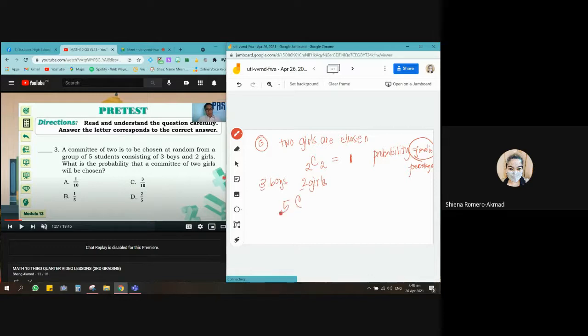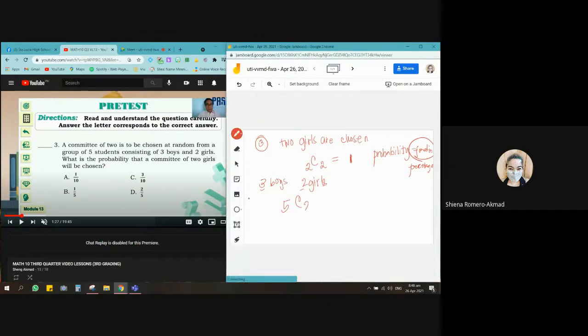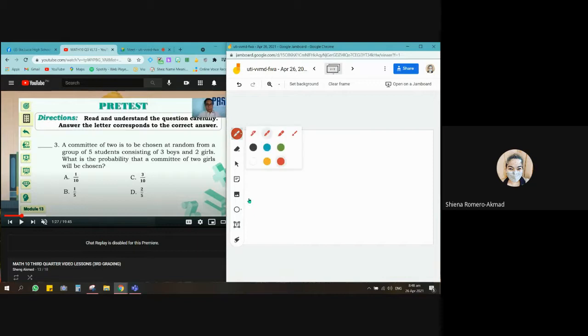So combination of 5 taken how many? We need to choose 2, right? So taken 2 at a time. What is combination of 5 taken 2? It is 10, correct. So as you can see, let us make the answer clearer.